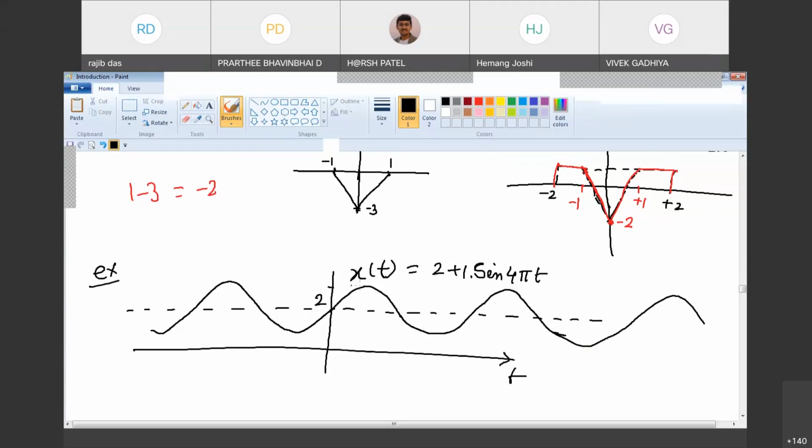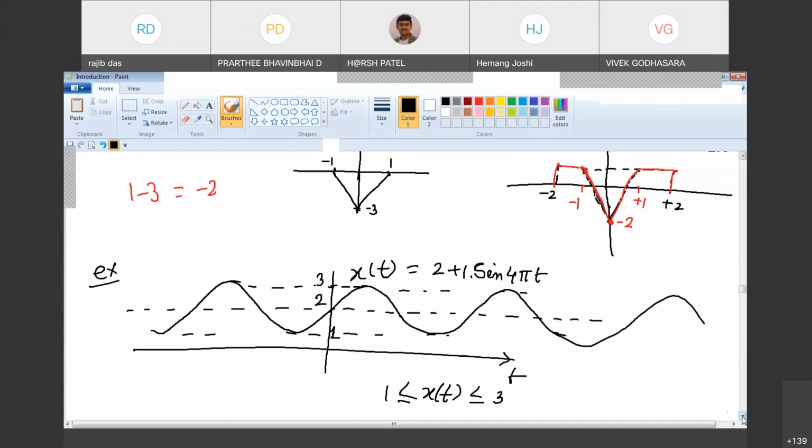What is the maximum height? So 2 plus 1 is 3. And minimum height, so it's 2 minus 1. When sine value is minus 1, then it will be 2 minus 1, means 1. So this signal x of t is confined between plus 3 and plus 1. So x of t we can always write as confined between 1 to 3. Am I correct? Is it okay? Yes, sir.